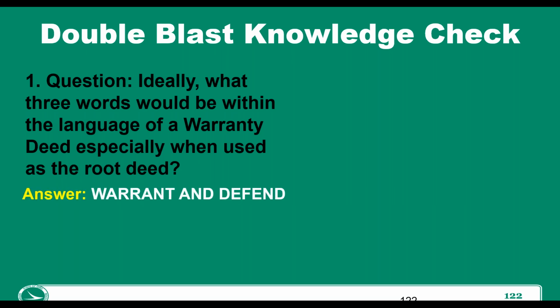Warrant, defend tells us that it was a warranty deed executed. Now, you still have to watch, because there will be folks that will issue family members warranty deeds, so you still got to watch names, things like that. But that's what you want to see in your root deed, warrant, defend, if it's not a judicial decree.